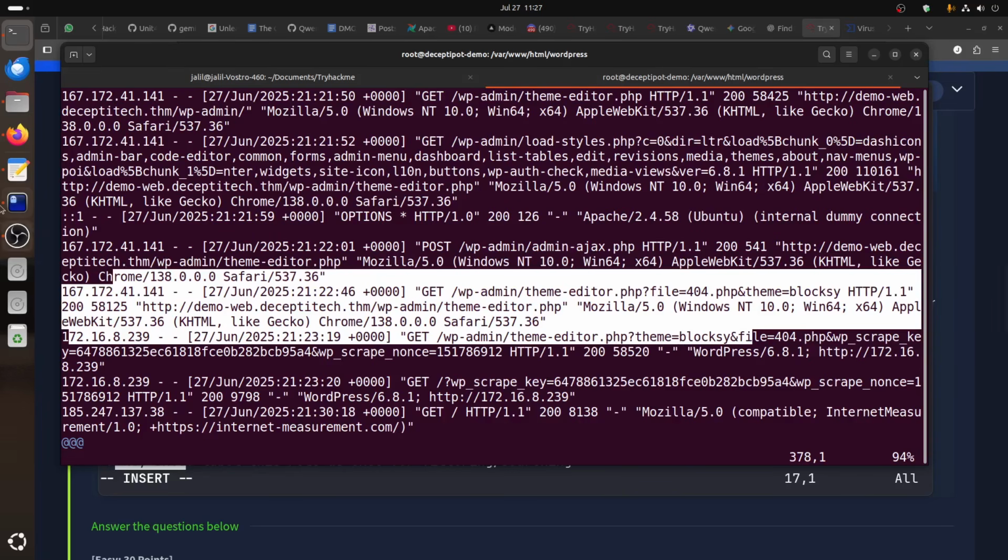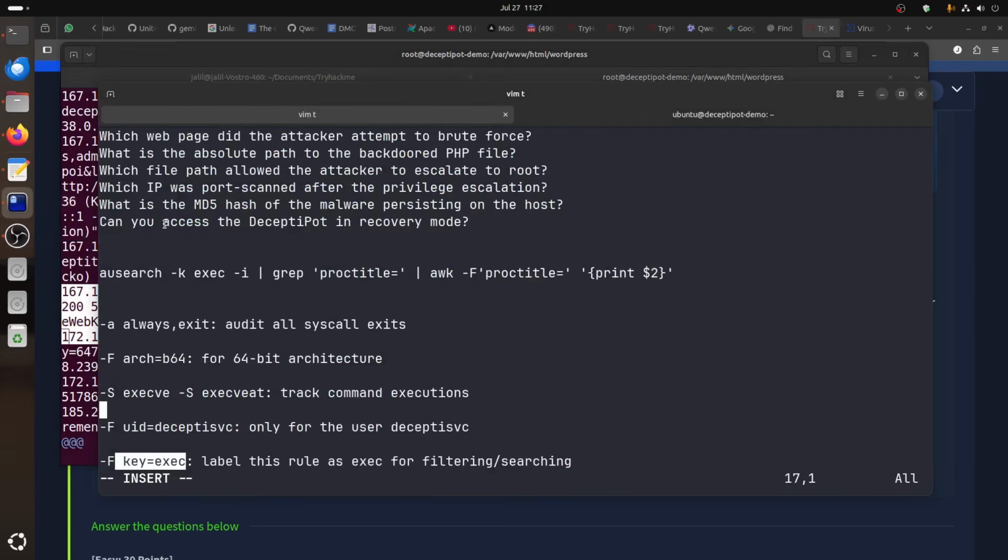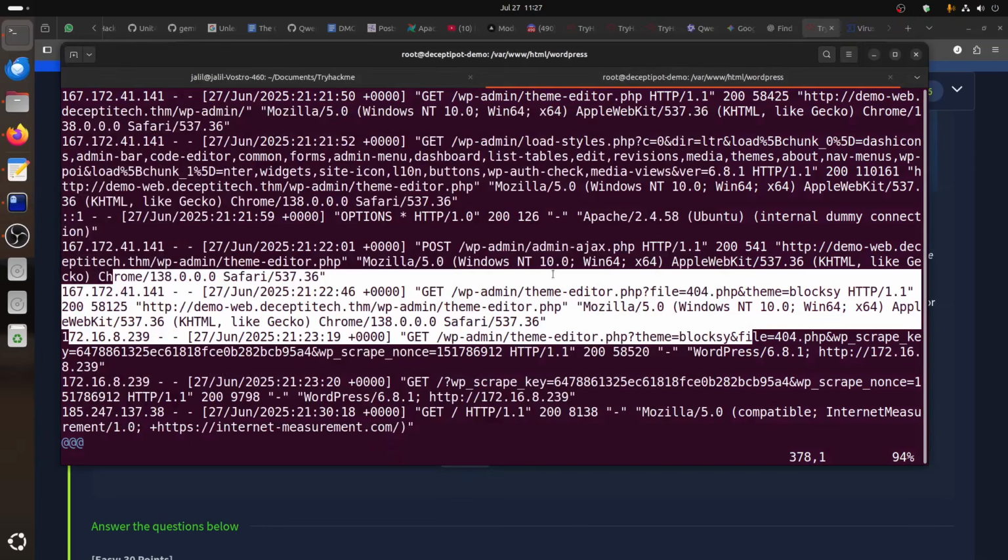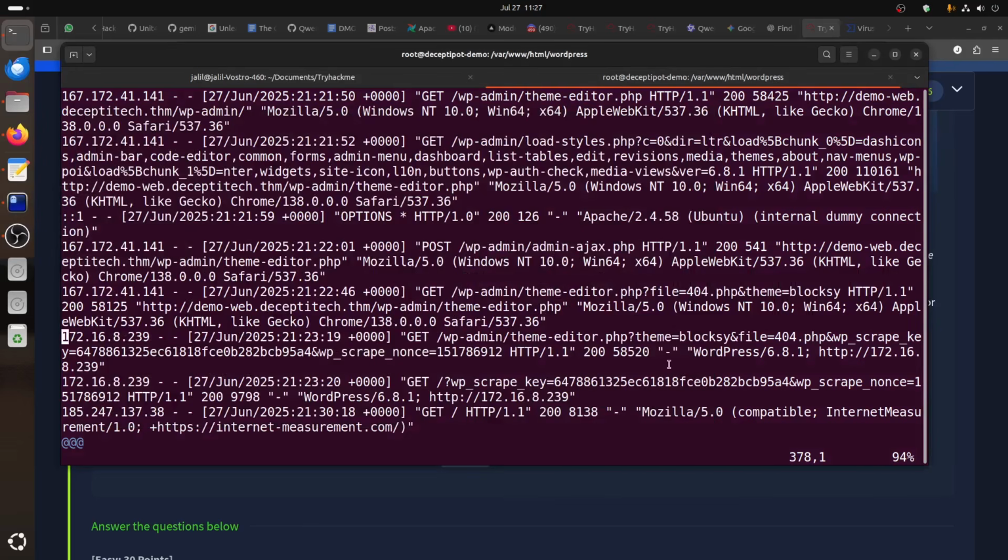Remember the question said: which is the absolute path of the backdoor PHP file? So the PHP file accessed after that is very interesting. It means he went to the theme editor and accessed the 404.php file.